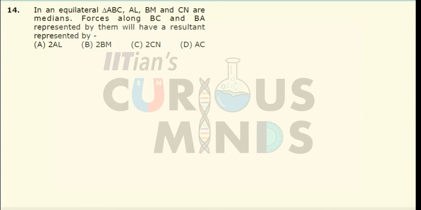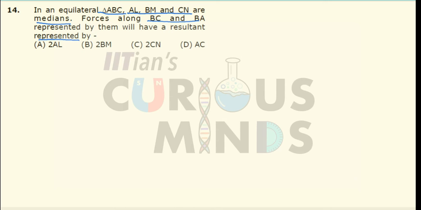In an equilateral triangle ABC, AL, BM and CN are the medians. Forces along BC and BA are represented by them, which will have a resultant represented by which vector?